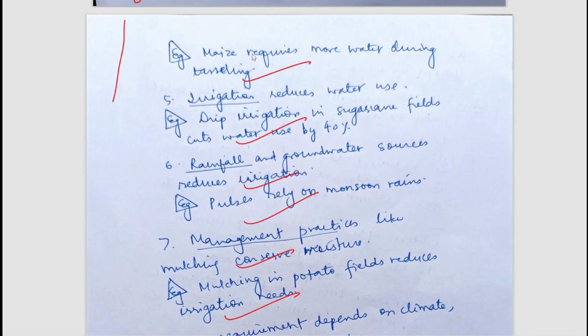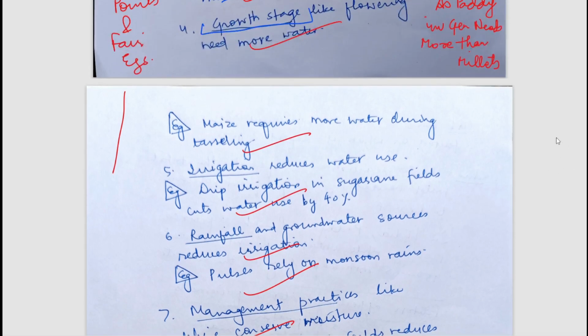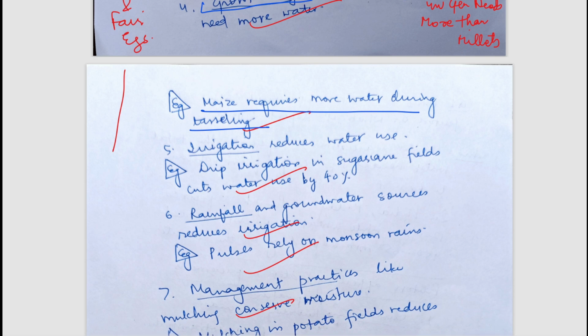For example, you can see the next point was growth stage. At different growth stages, plants will require different amounts of water. So here you can see maize requires more water during tasseling. It is a broader point and it looks good, but if you write that in Andhra Pradesh maize requires more water during tasseling, it doesn't look good, it adds some vagueness because it is a broader statement. So we can keep these things in mind.